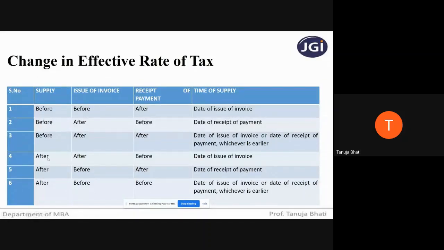In case the supply is afterwards, then you have to see issue of invoice or receipt of payment, whichever is after, that will be the time of supply. Like in this case, issue of invoice is after, receipt of payment is before. So time of supply will be the date of issue of invoice. Similarly, supply is after, issue of invoice is before, receipt of payment is again afterwards. So it will be the date of receipt of payment. And in the last case, supply is after and both are before. So if both are before, whichever is earlier, that will be the time of supply, and the rate applicable will be the rate on the time of supply.